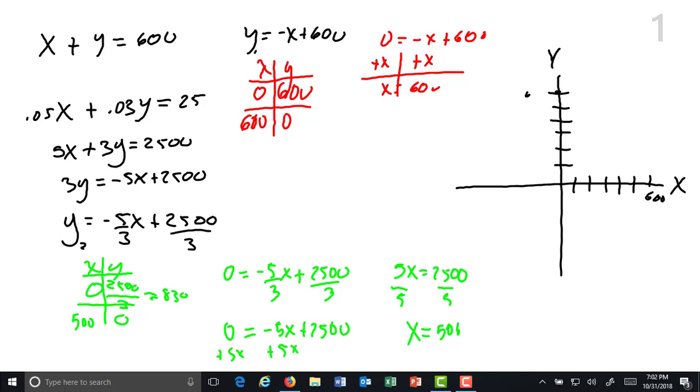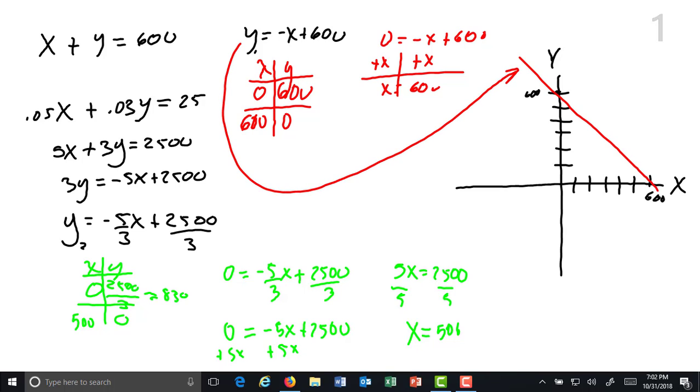Right? That's 600. So I can see that that line goes through like that. And that's actually the graph of, see it? Now, the other line is going to be 800. So when x is 0, this is 830, something like this, 600, 700, 800, 900. So something about here would be roughly 830.